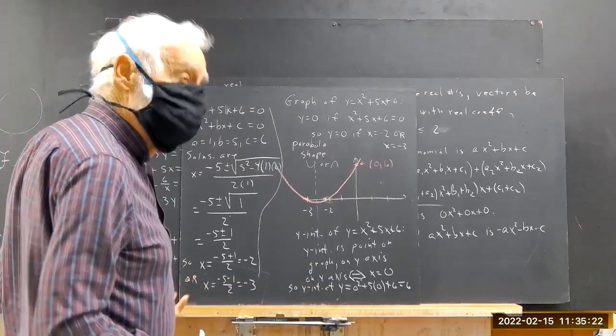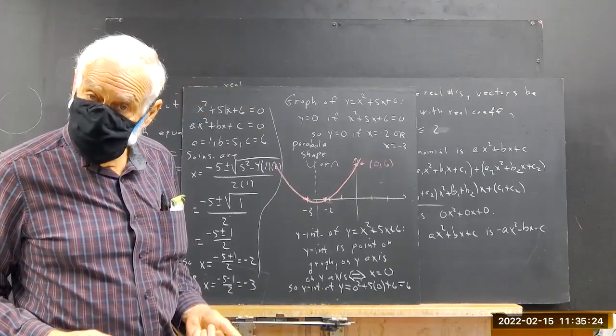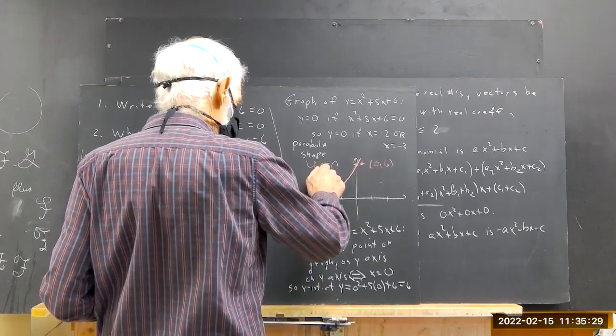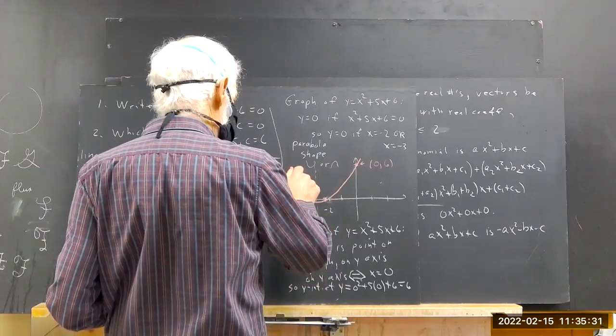So that's pretty good. Since we're doing this, I'll give you a little terminology. This vertical line here is your axis of symmetry.